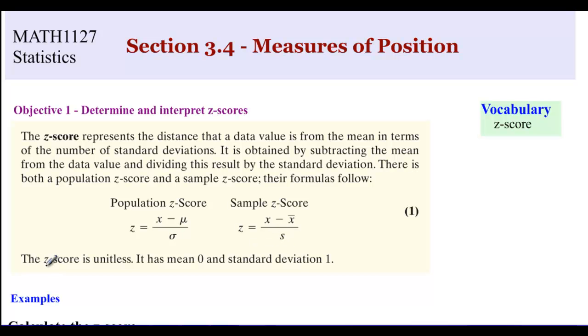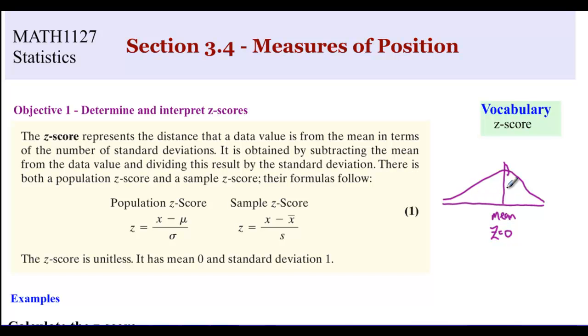It's pointing out here that the Z-score is unitless and it has a mean of 0 and a standard deviation of 1. So whenever we're looking at our Z-scores, we're going to think about a nice little bell-shaped curve. And if that's our mean, then our Z-score is going to be 0. If a data point is larger than the mean, we're going to end up with a positive Z-score, and if it's smaller, we're going to end up with a negative Z-score.